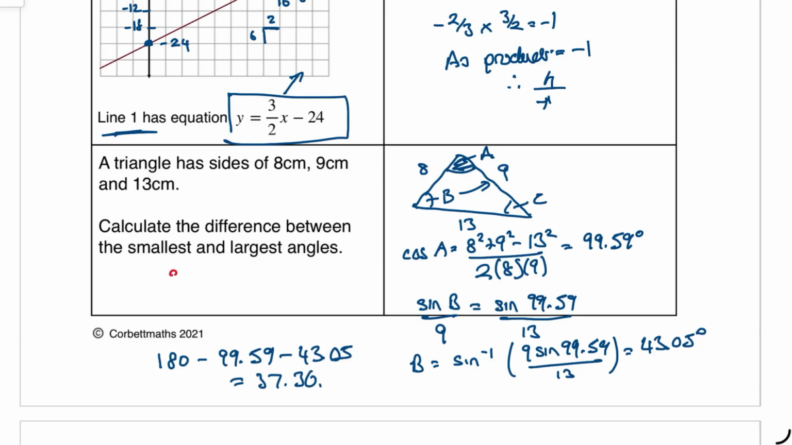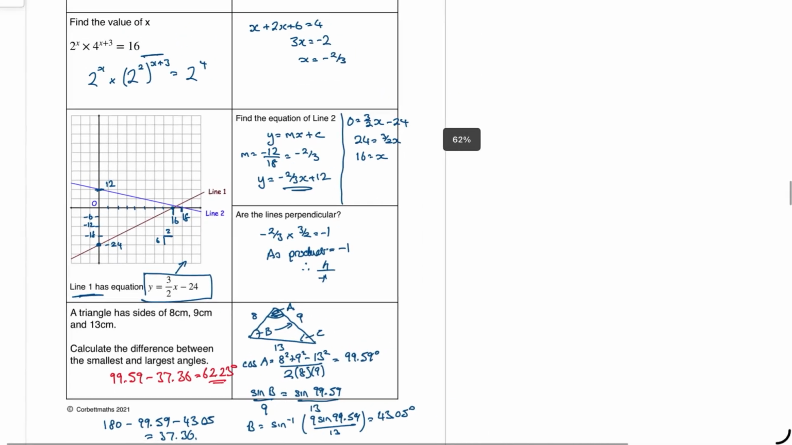So the largest angle is 99.59 and the smallest angle is 37.36, which means the answer to my question is going to be, on my calculator, 62.23. And not very nice, but really well-worded final trigonometry question, because you're going to have to work out to use a cosine rule, sine rule, bit of reverse. Again, really well done. Nice mix of questions today.